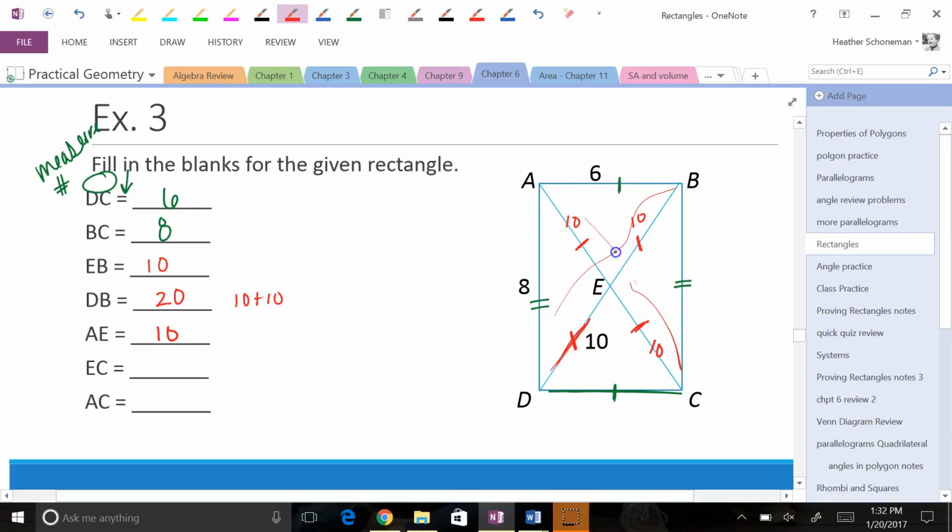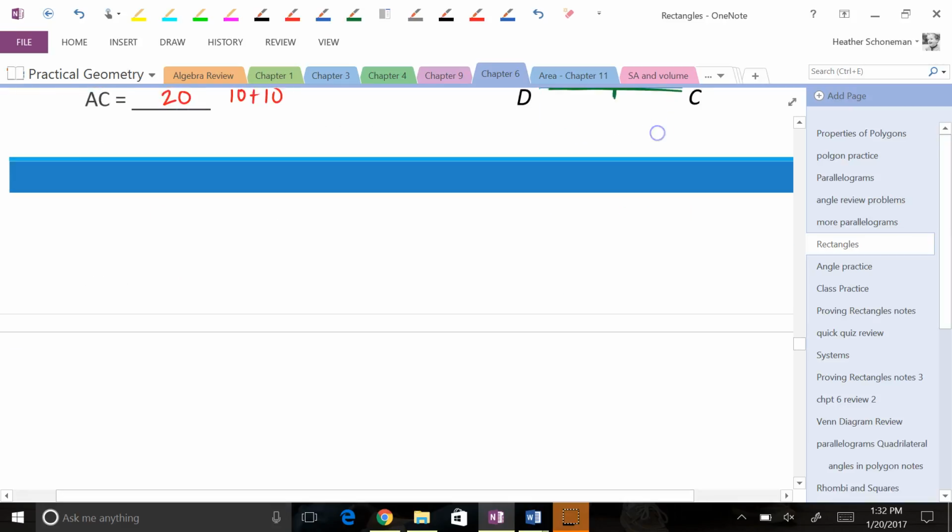So AC, the whole thing, has to be, oops, I got off one. It's drawn in the picture, not on mine. It's 10. So AC is the whole diagonal, 10 plus 10, which is 20. All right, let's look at another example.